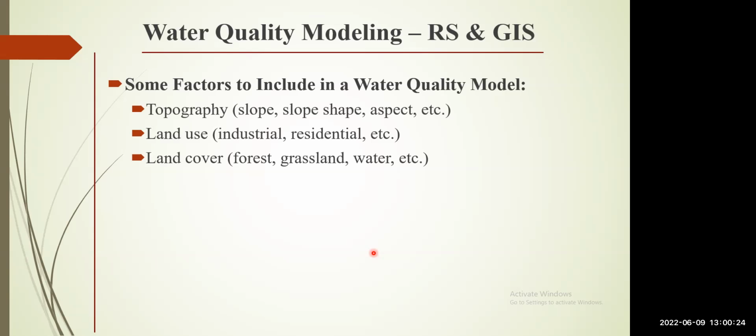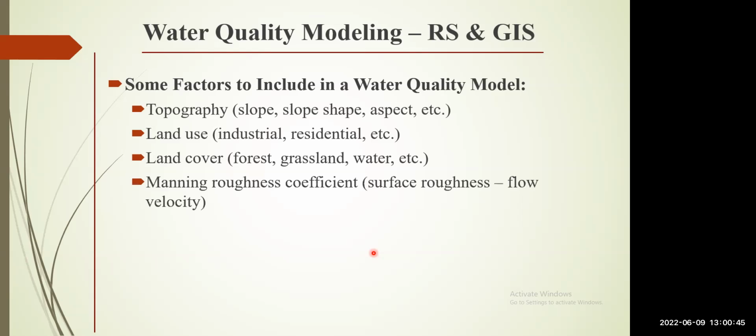Second one is the land use, and that is basically industrial and residential area. And also we have the land cover, which is the forest, grassland, and water as well. Those types of inputs are important for us to be utilized for the modeling of groundwater quality.